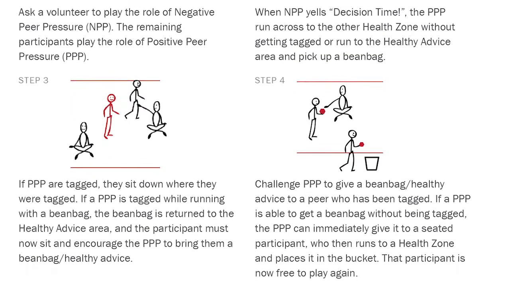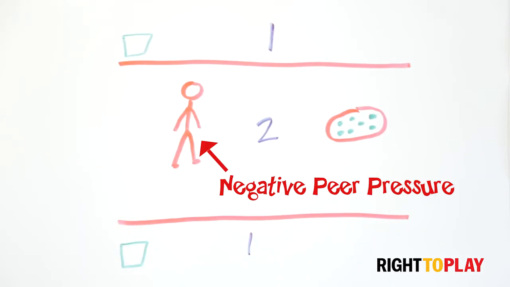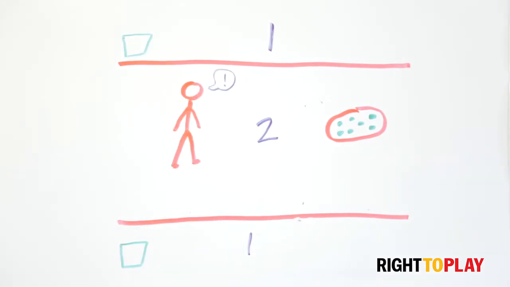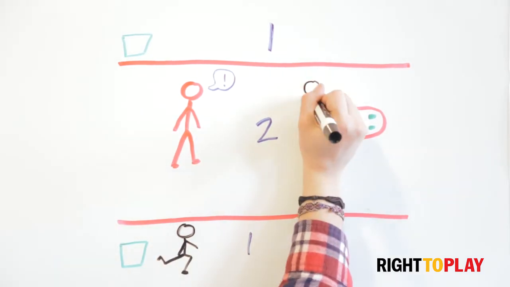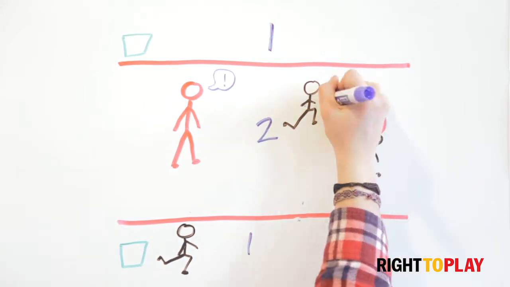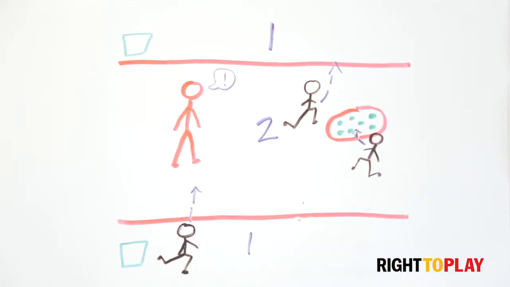Step 1. Ask a volunteer to play the role of negative peer pressure. The remaining participants play the role of positive peer pressure. Step 2. When negative peer pressure yells, "Decision time!" the positive peer pressure run across to the other health zone without getting tagged, or run to the healthy advice area and pick up a beanbag.